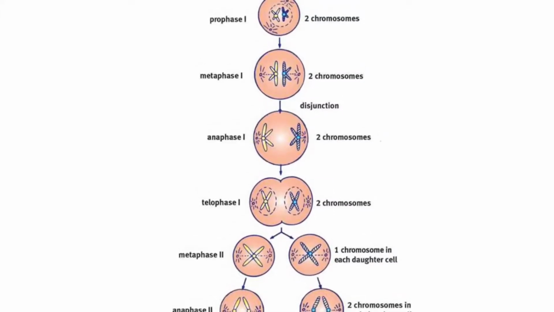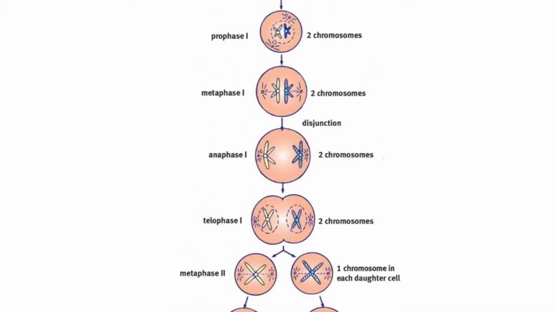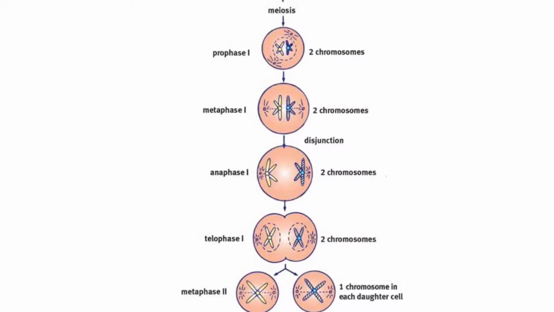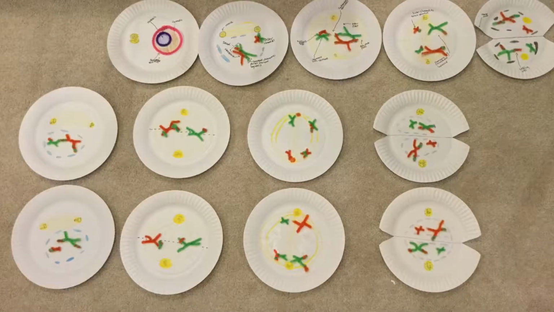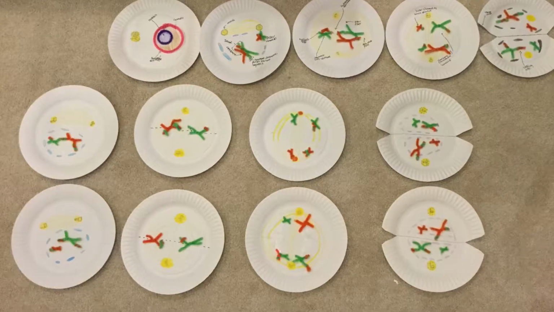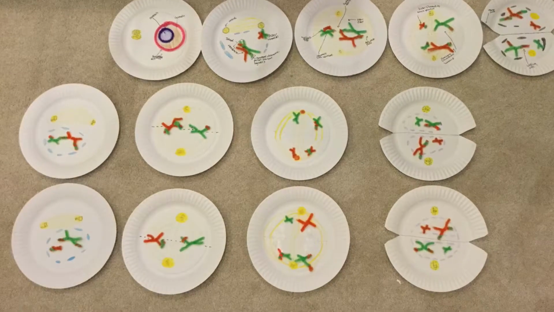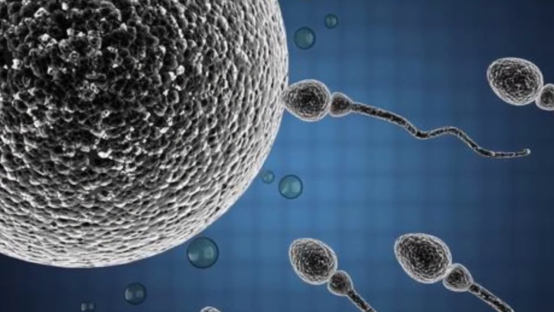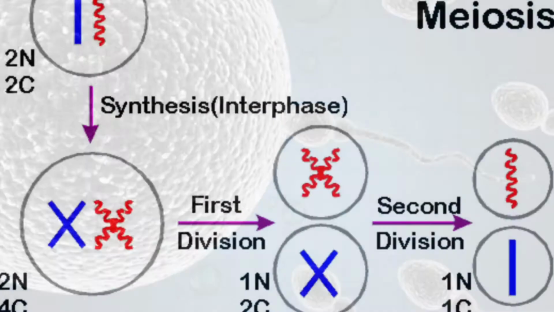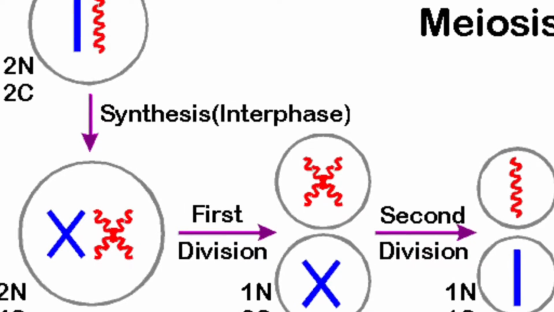Meiosis is a process of nuclear division that reduces the number of chromosomes in new cells to half the number in the original cell. The purpose of meiosis is to produce gametes, which are haploid reproductive cells. Human gametes are sperm cells and egg cells. Sperm and egg cells contain 23 chromosomes. The fusion of a sperm and egg cell results in a zygote that contains 46 chromosomes.